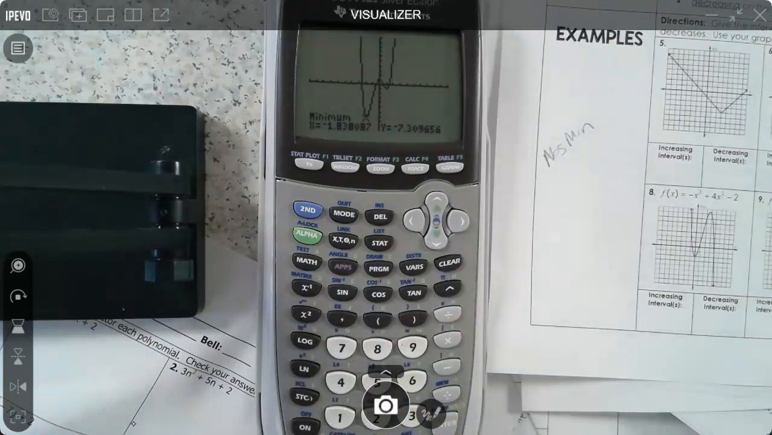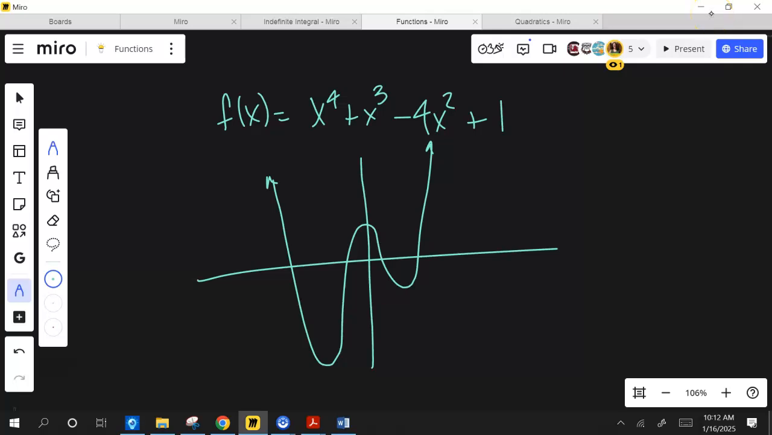I should probably do this on here. This is an absolute minimum, and the point would be negative 1.838, comma, negative 7.310. You gotta take it out 3 decimal places.